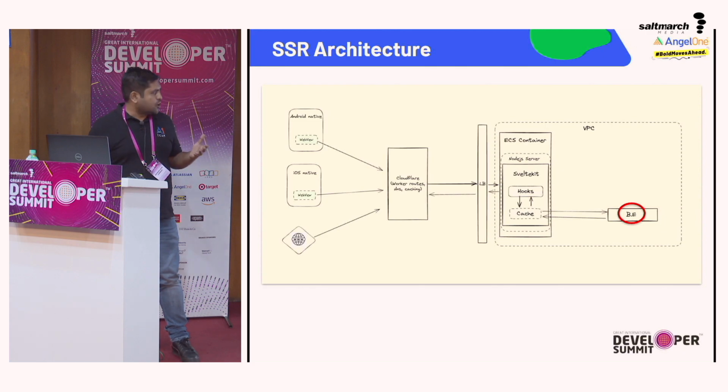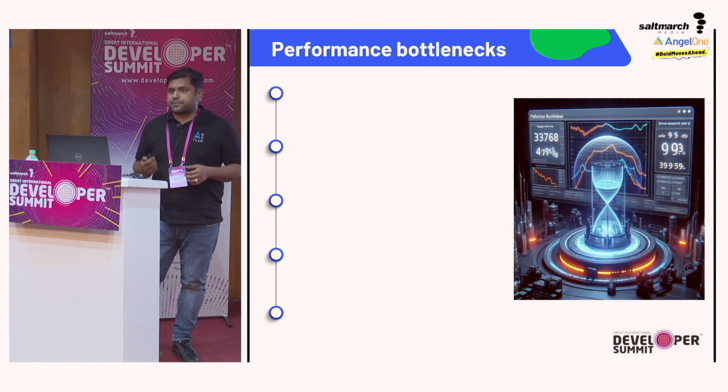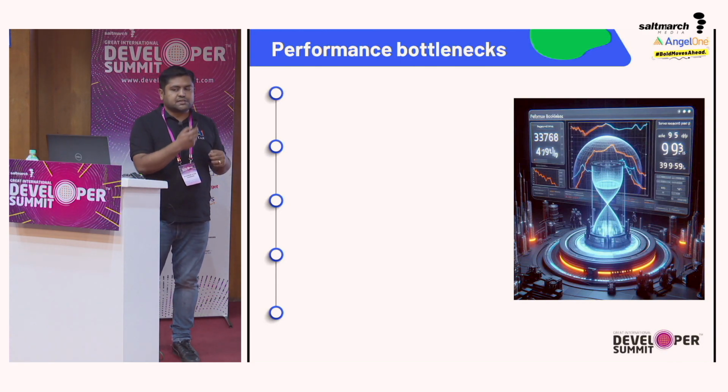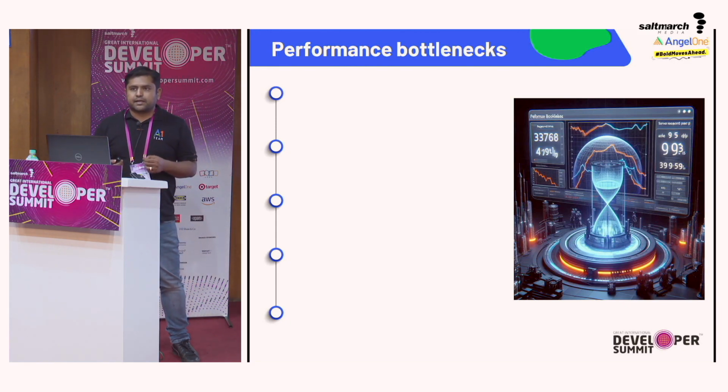So what can go wrong here? While optimizing server-rendered pages, the main challenge is finding these performance bottlenecks. They can occur anywhere, either when the server is trying to process the request or when the browser is actually trying to render the content. It can have a severe impact on the page load and overall user experience.